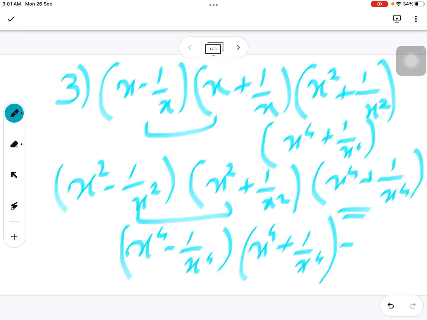Okay, that's equal to a square minus b square, that is x to the power 4 whole square. That becomes x to the power 8 minus 1 by x to the power 8. This is also an important problem. Okay, you can make a note of it.